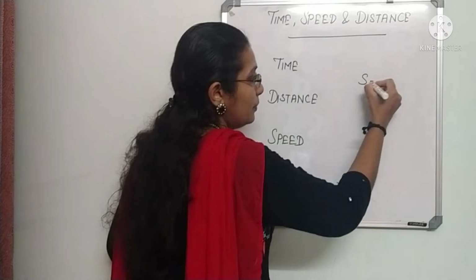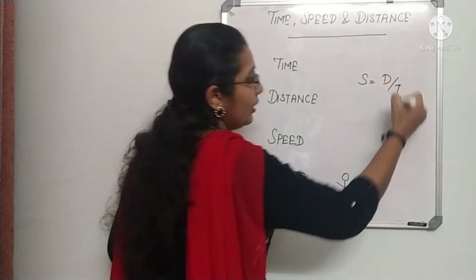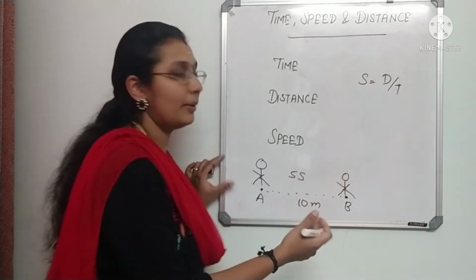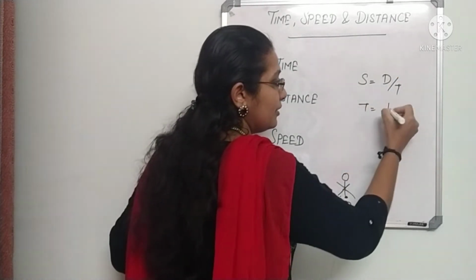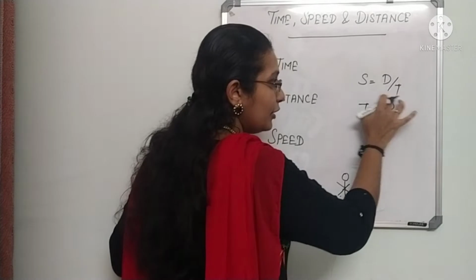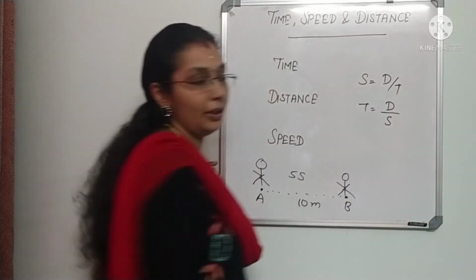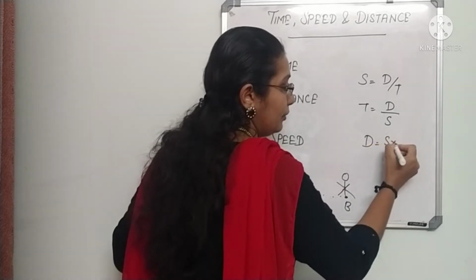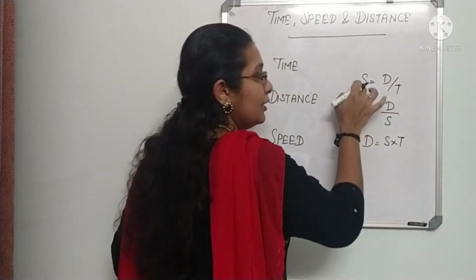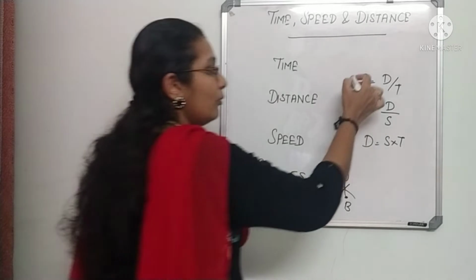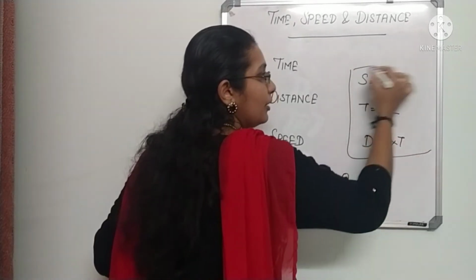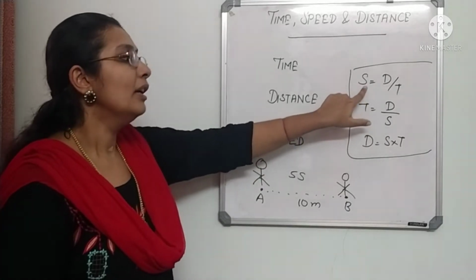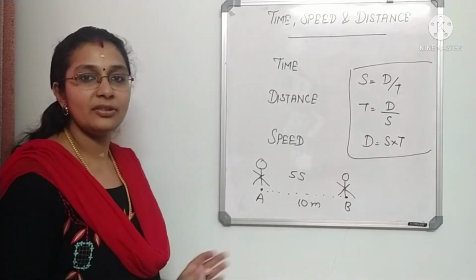Generally we know speed is equal to distance by time, right? You can interchange and rewrite the formula as time is equal to distance by speed. When you take this here, this will come to the denominator. And distance is equal to speed into time. So if you know any one formula, you can rewrite it and form the others. It's better to remember speed is equal to distance by time because we are used to it.